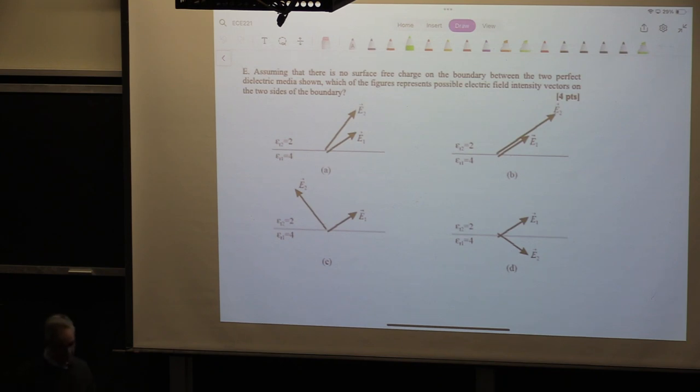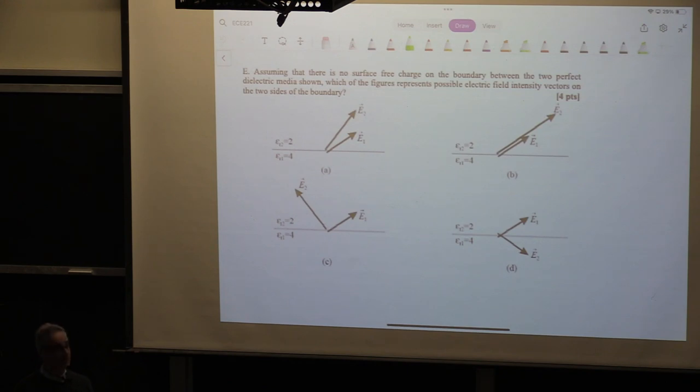Here we are talking about electric field boundary conditions. Assume there is no surface free charge on the boundary between the two perfect dielectric media shown. So we have two dielectric media at an interface, a planar interface. What is indicated here is the relative dielectric permittivity, 4 and 2 respectively.